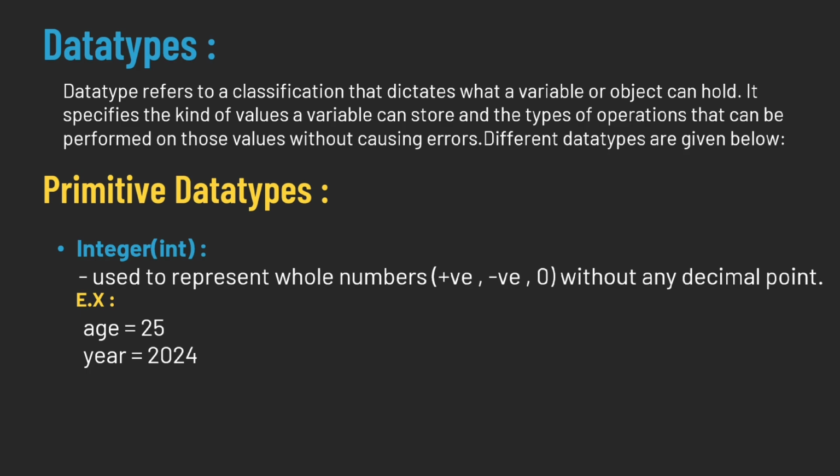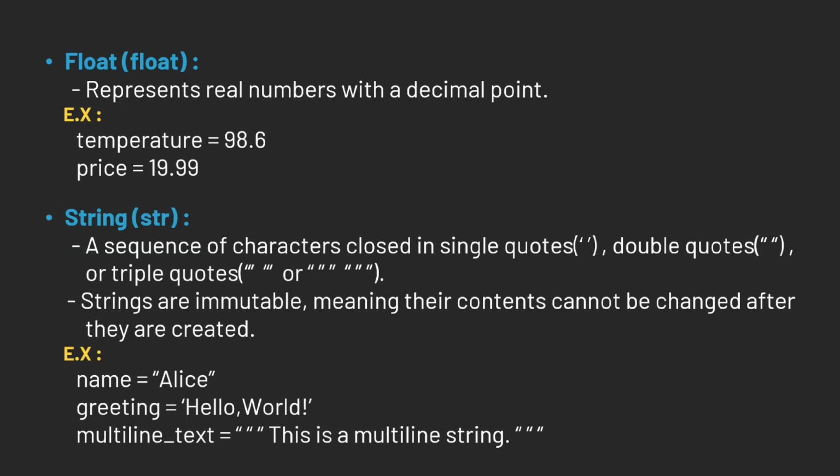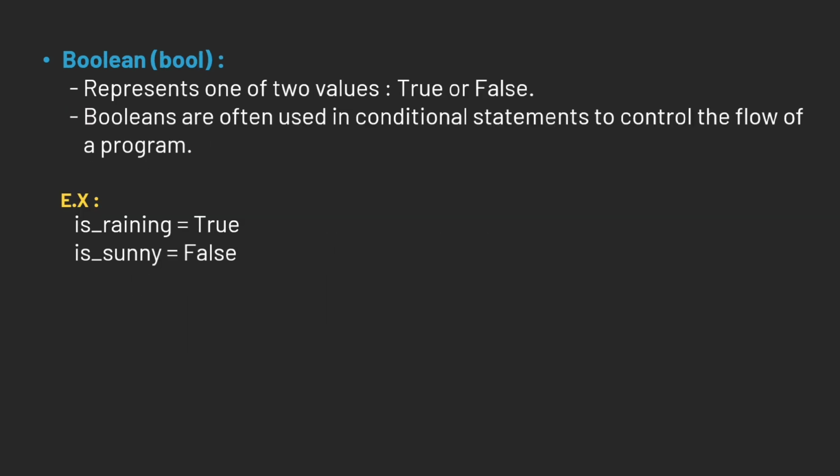First, integer. It is used for whole numbers. For example, age is equal to 25, year is equal to 2024. Then, float. It represents real numbers with a decimal point. For example, temperature is equal to 98.6 and price is equal to 19.99. Then, string. A sequence of characters enclosed in single, double, or triple quotes. Strings are immutable, meaning their contents cannot be changed after they are created. For example, name is equal to Alice or greeting is equal to hello world.